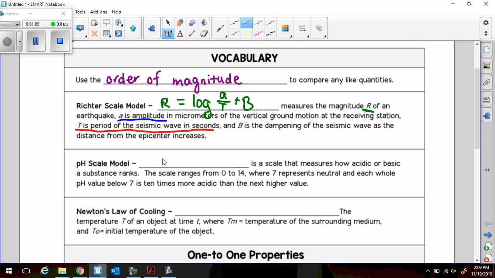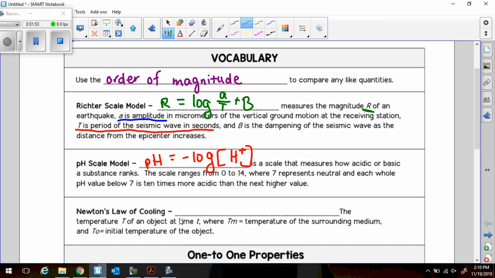The pH scale model is pH equals negative log of H, so let me just make this like plus. This is a scale that measures how acidic or basic a substance ranks. It ranges from 0 to 14, where 7 represents neutral, and anything below 7 is 10 times more acidic than the next higher value.